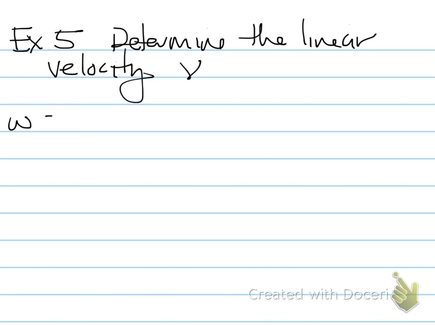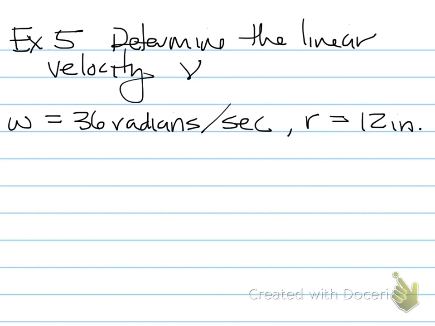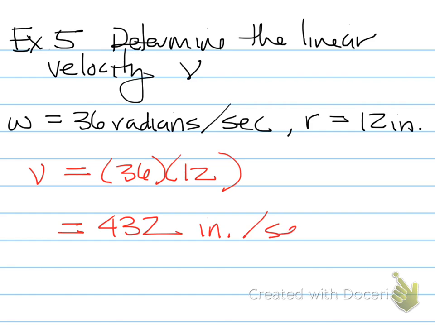And then for linear velocity, we're going to multiply the radius of the circle by the angular velocity. So we're told that the angular velocity is 36 radians per second. And the radius is 12 inches, so we just simply need to multiply those two, and we get 432 inches per second. That would be the linear velocity.